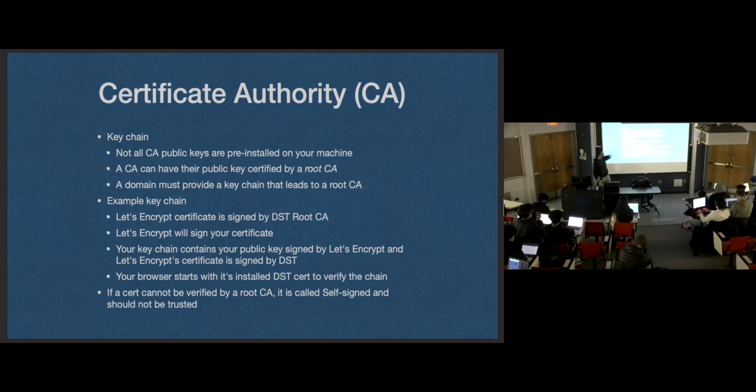If I have my cert signed by Let's Encrypt, which, if you look at the certificate for CSE 312, it's signed by Let's Encrypt. If I look at that certificate, it's signed by Let's Encrypt, which is not a root CA. That is not a trusted CA that your device, that your browser or your OS is going to trust. But Let's Encrypt's public key is also a certificate, and that certificate is signed by the DST root CA, which is pre-installed on all of our devices and can be verified.